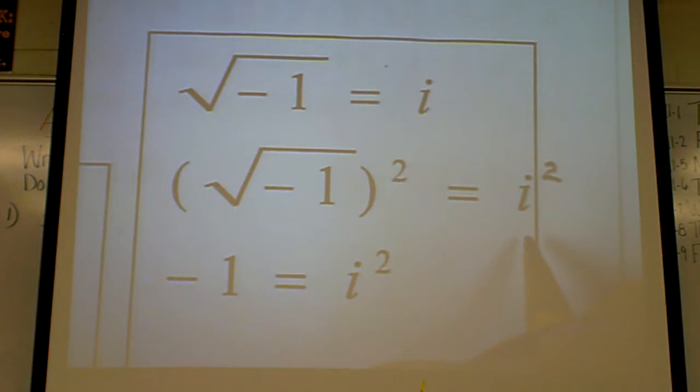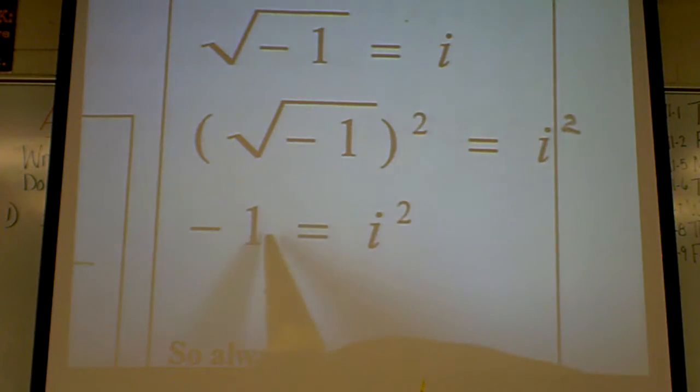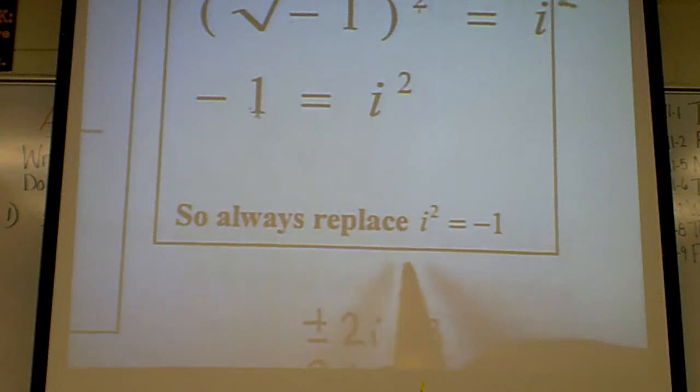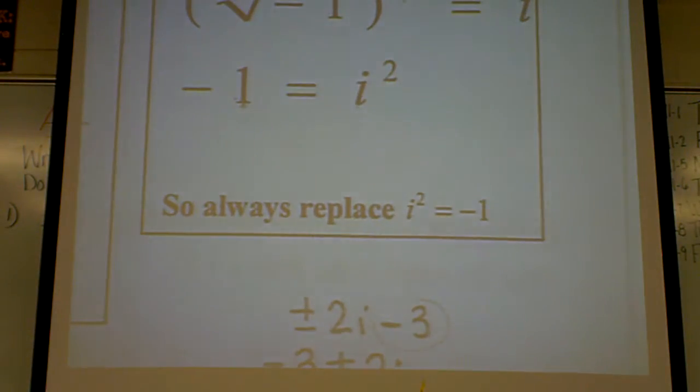If you took negative 1 and you squared it, we're gonna say that's equal to negative 1. So the square root of negative 1 squared is negative 1. So negative 1 is equal to i squared. Wherever you see i squared, you're gonna replace that for negative 1. Okay, everyone got that? So wherever you see an i squared, you are going to simplify it. You should not have any i squareds in your answers. You did not simplify it completely.